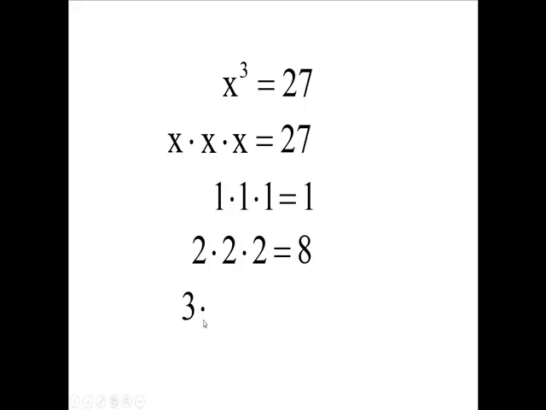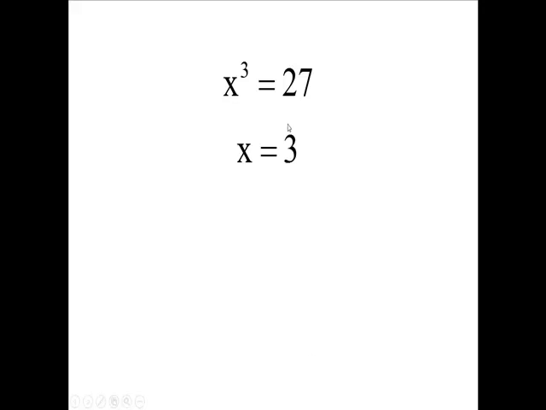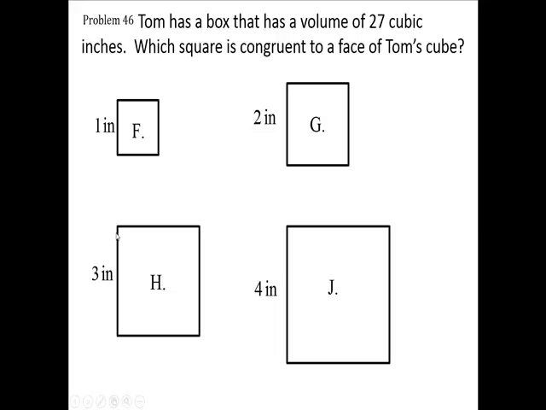The third square was a 3-inch square. 3 times 3 times 3. Does this equal 27? Well, yes. So we're going to pick the 3-inch square. Definitely it's not the 4-inch square, because 4 times 4 is 16. 16 times 4 is 64. So we're kind of stuck with the 3-inch square. Okay? So we're saying the 3-inch square, you're going to have a 3 by 3. Because the volume is 3 times 3 times 3. The square is a 3 by 3. We're going to pick answer H.